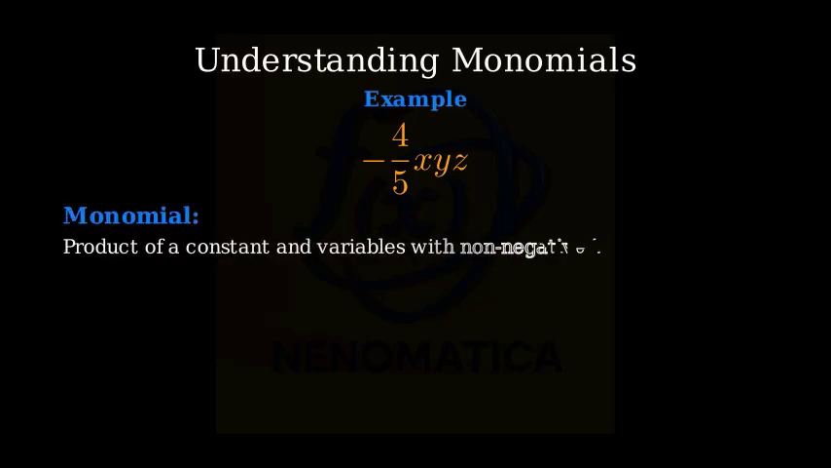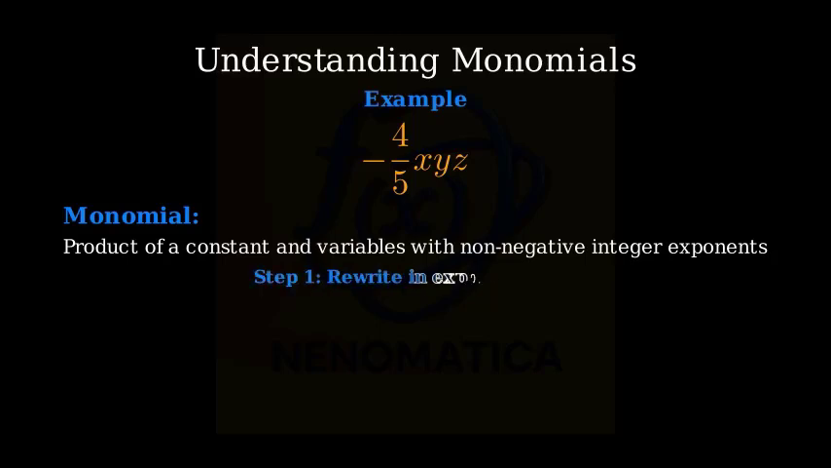A monomial is a product of a constant and variables with non-negative integer exponents. The coefficient is the numerical factor, and the degree with respect to a variable is the exponent of that variable. Step 1. Let's rewrite our expression in exponent form.